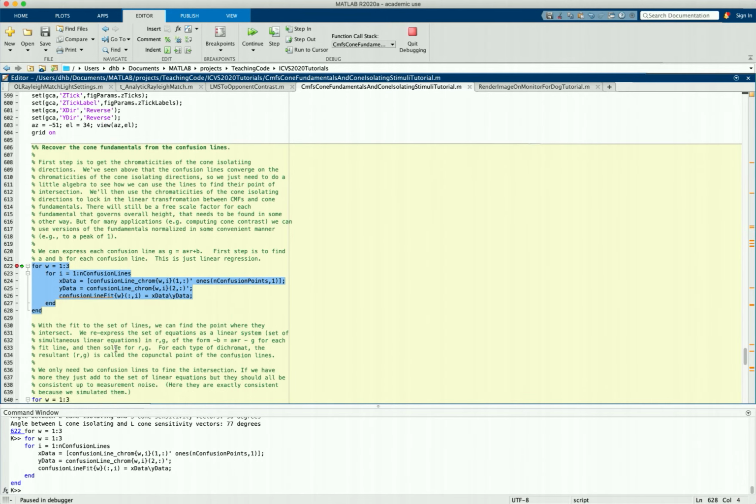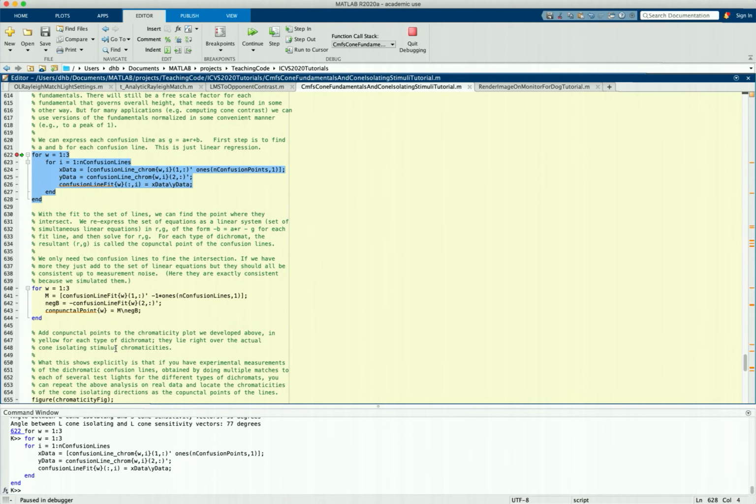Okay. Now, given that fit, what we want to do is find the intersection point of all the confusion lines we've just fit, and for each one we've got it in the form G equals A times R plus B. We can rewrite those in the form minus B equals A times R minus G for each fit line, and that gives us a set of linear equations, all of which should be solved by the same R and G, which we can then set up in matrix form and again solve using regression in Matlab.